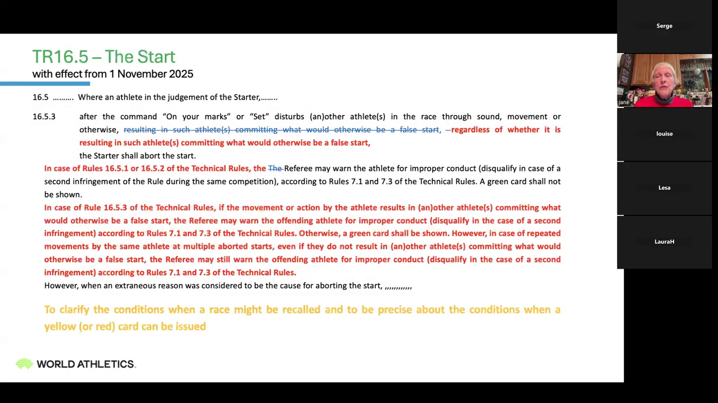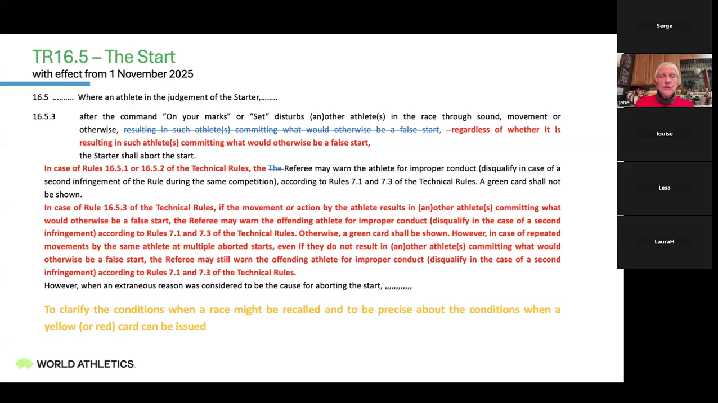The start. Now, this is a little bit of a change, a revision. So starters, listen up and beware. We're talking about Rule 16.5 and 16.5.3, where an athlete, in the judgment of the starter, after the commands "on your marks" or "set," disturbs one or more athletes in the race through sound, movement, or otherwise, regardless of whether it is resulting in athletes committing what would otherwise be a false start, the starter shall abort the start.